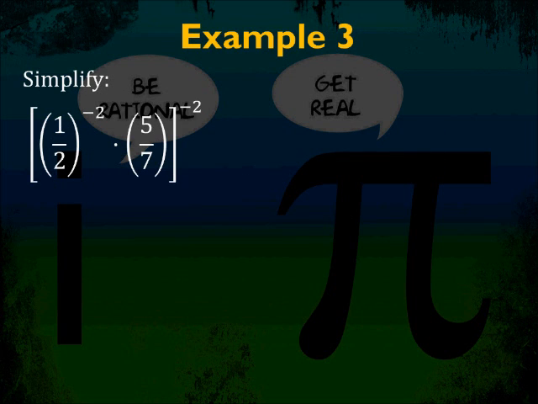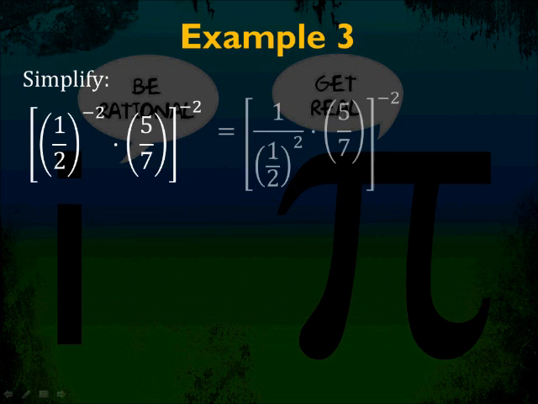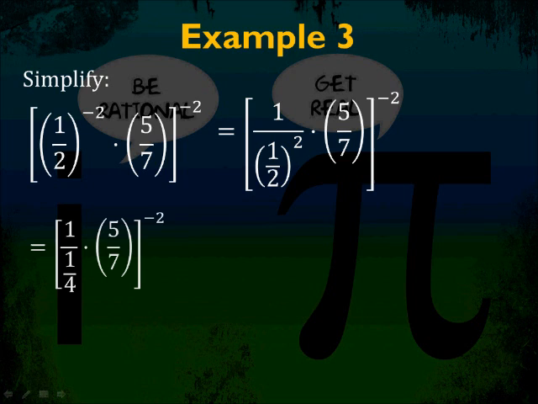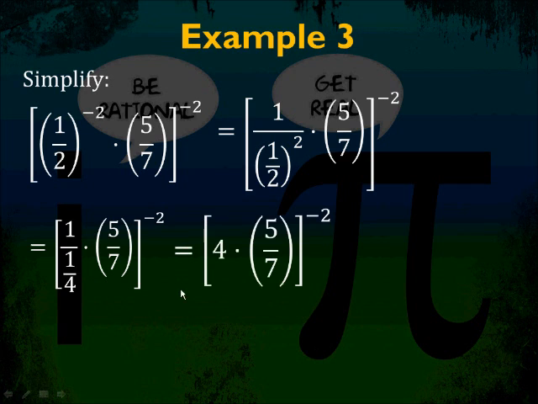Example 3, 1/2 to the negative 2 times 5/7, all to the negative 2 power. So what you want to do is start working from the inside out. Do the parentheses first, then save this for last, because you're going to need to do the parentheses in the beginning anyway. So 1/2 to the negative 2 is simply 1 over 1/2 squared, times 5/7. If you multiply that out, you get 1 over 1/4. 1 over 1/4 is 1 divided by 1/4, or 4.